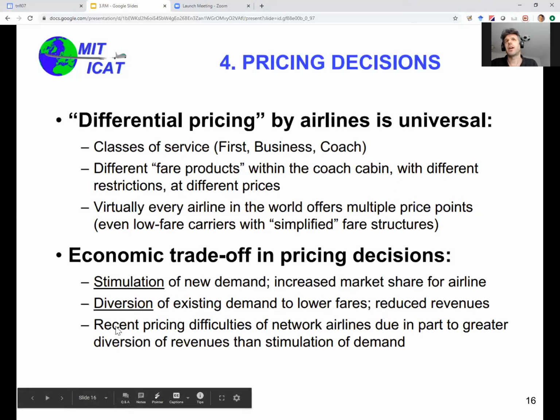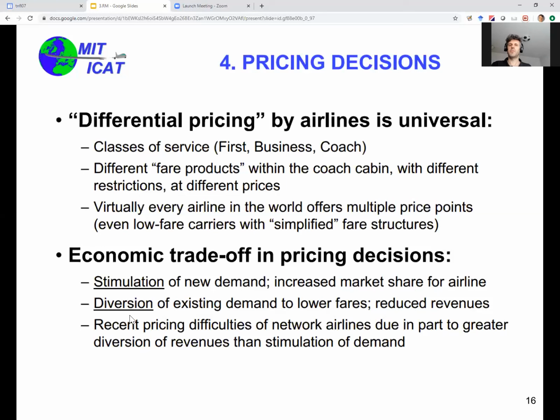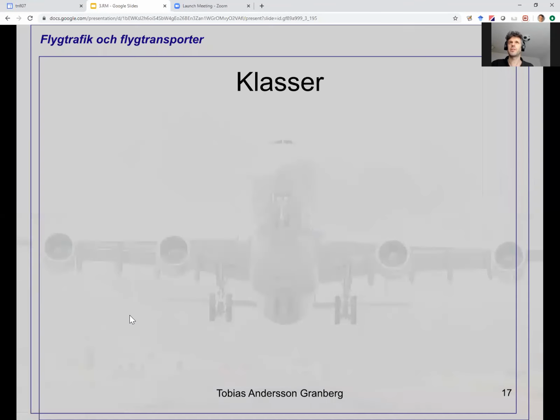And yes, I'm not sure what I could cite for this last bullet here, that some of the difficulties were due to diversion of the revenues. Well, believe the MIT lecturer on that.